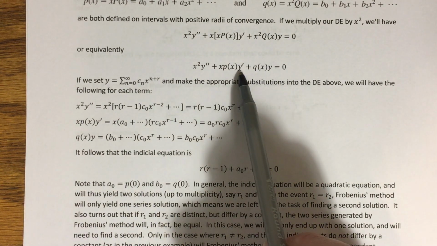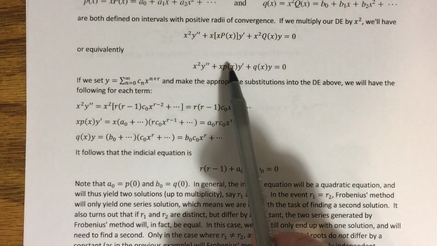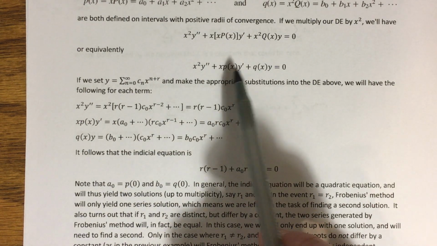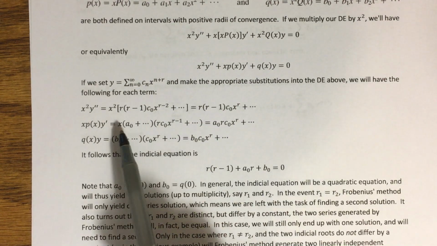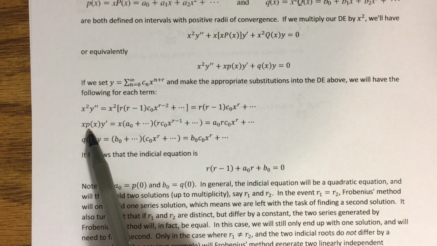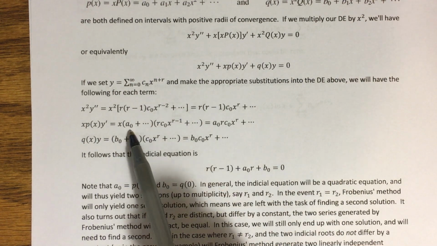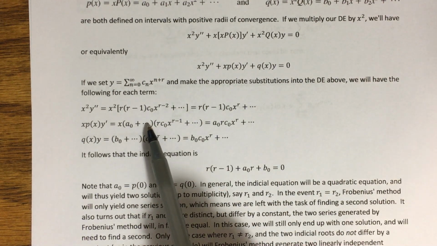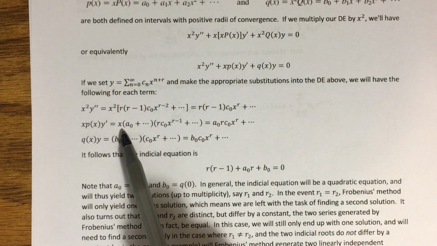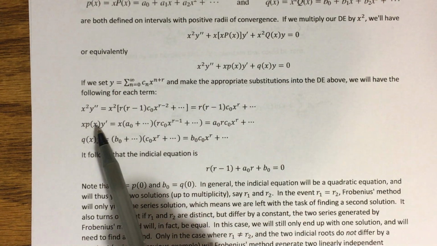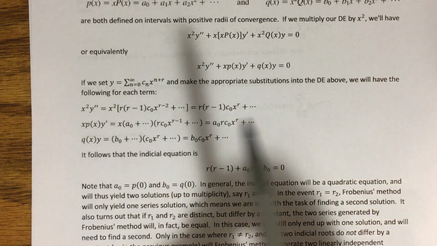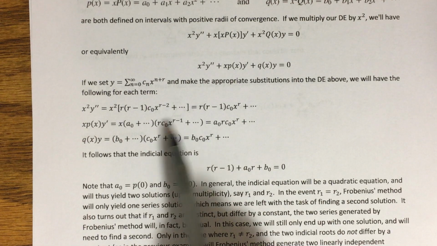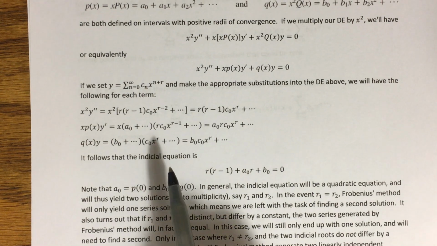The x p of x y prime term: if I put the series for p of x in and the series for y prime in, we get something that looks like this. x shows up here, times, remember, p of x was equal to a naught plus a1 x plus a2 x squared. I'm only showing the first term, a naught. And then y prime, if you do the differentiation up here, would look like this. This is the first term, r c naught x to the r minus 1 power.